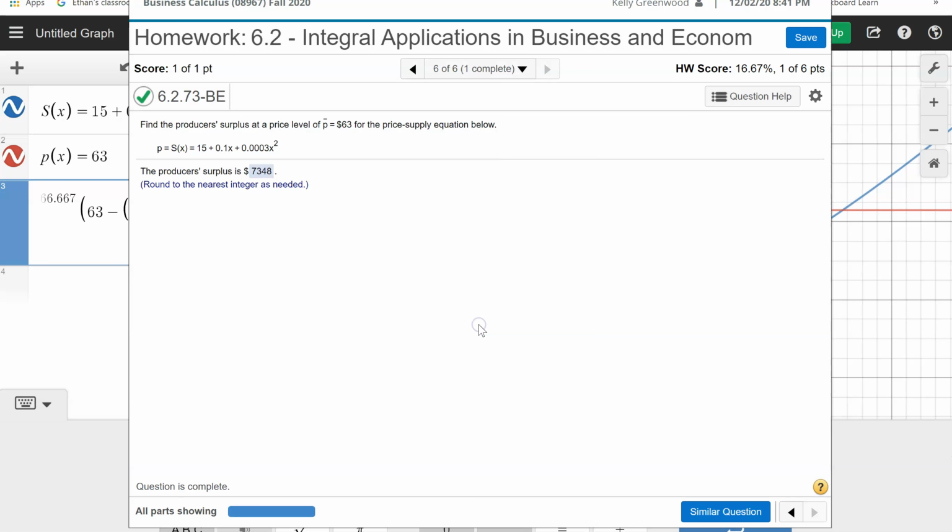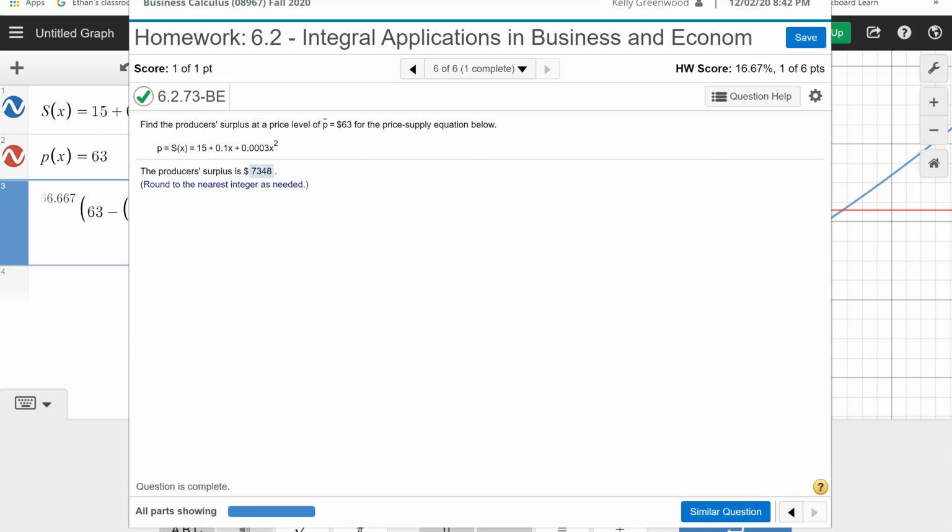Excellent. Okay, and if you were asked to interpret this on the test, what that is, that's the amount of money gained by producers who are willing to supply the item for less than $63, but the market set that price higher. It set it at $63. So they were willing to sell it for, I don't know, $60, 58. They were willing to sell it for less than 63, but the market set the price higher. So they gained money. That's like an unexpected bonus to them. So it's the producer's surplus.